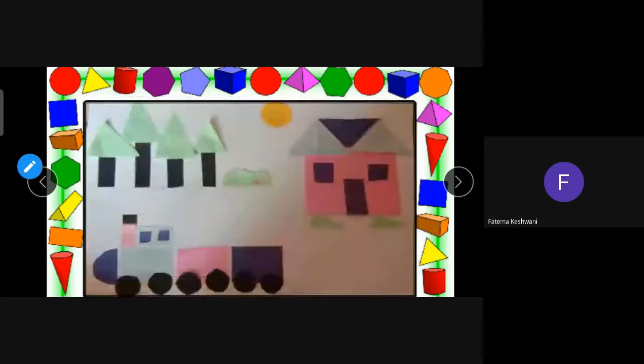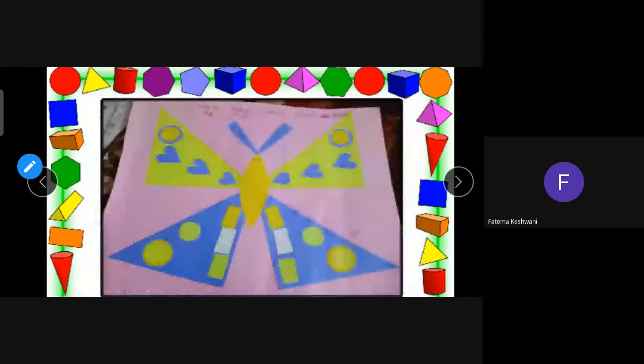The next one is done by Sadaf. So in this one also you can see that she has drawn the train. For the engine and for everything she has used only shapes. For the wheels, for the windows, and even these trees also. The upside of that tree is a triangle, then that trunk is a rectangle. Then this butterfly, here she has used shapes only for the wings.